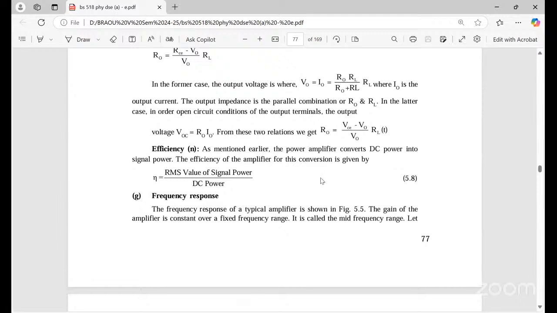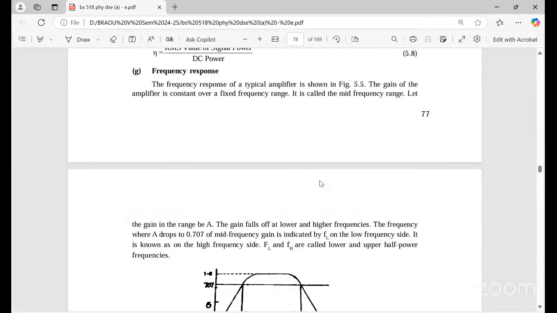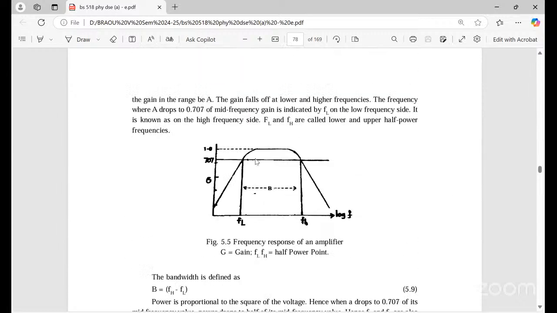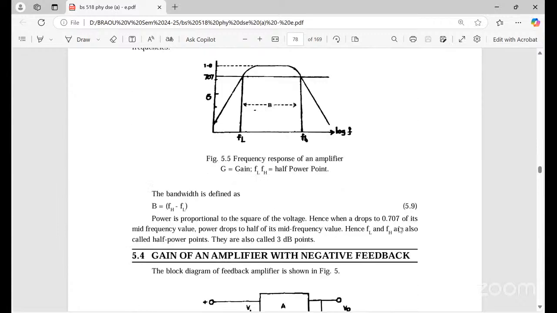Next is the frequency response. You can see the bandwidth here. At what range is the frequency response of an amplifier stable? The mid frequency range. At lower frequencies the gain is increasing, at mid frequency it is stable, and at higher frequencies it drops again. So the bandwidth is the difference between the higher frequency and the lower frequency.